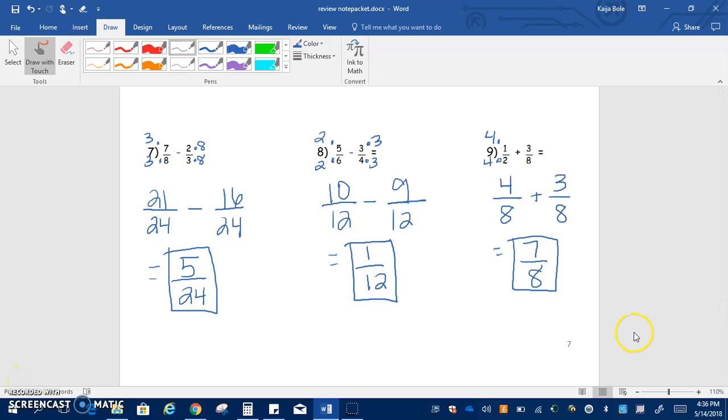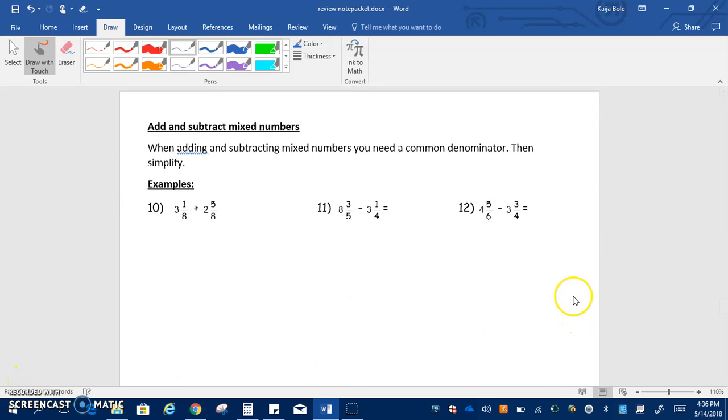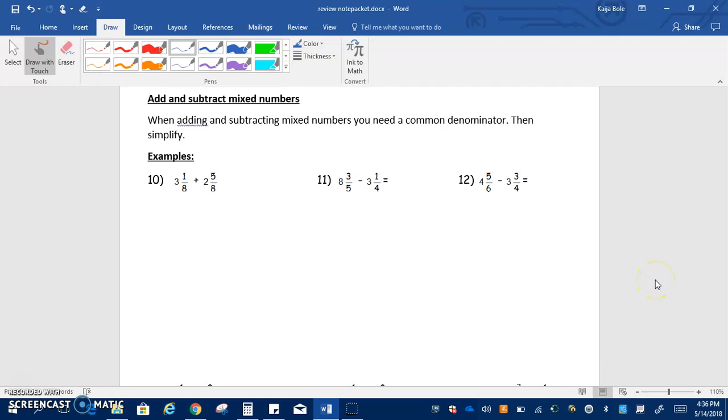Alright, so if we keep going here, we're going to flip to the next page, and we're going to talk about adding and subtracting mixed numbers. So very similar to what we did on the other page. So the trick with mixed numbers is, for now, just leave the whole number by itself, and we're going to do those separately. So I'm just going to circle them. We're only going to do the first 3 problems. Alright, so those will be separate.